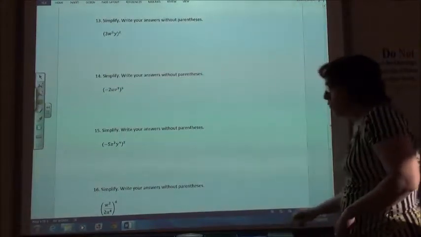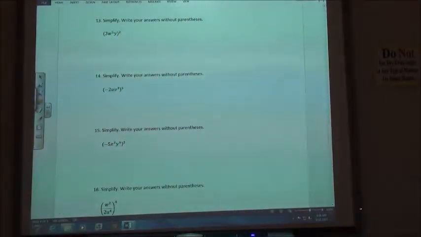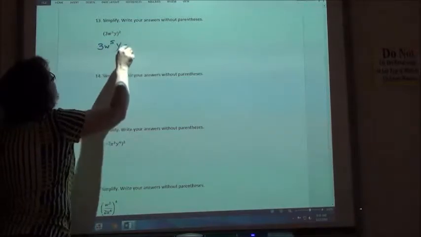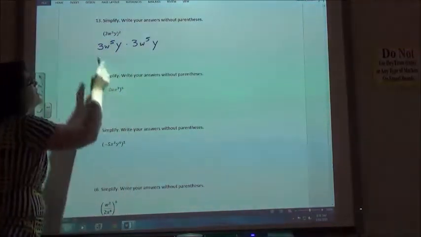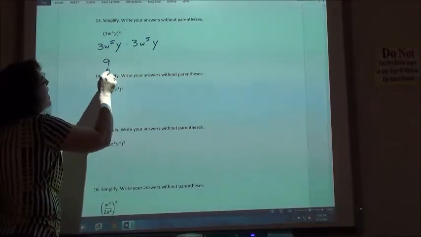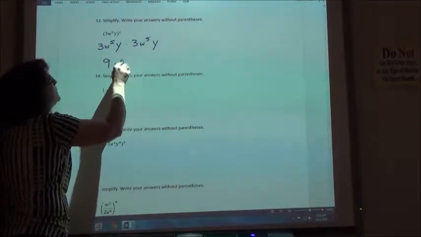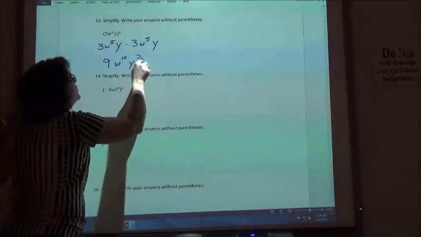Number 13 and 14 and 15, same kind of thing. Doing it the long way, if I were going to square it, it would mean that I'm taking 3w to the fifth y times a second, 3w to the fifth y. So I'd be taking 3 times 3, which is 9, w to the fifth times w to the fifth. I add my exponents, so w to the 10th, y times y, y squared.